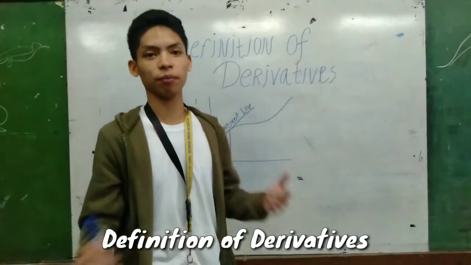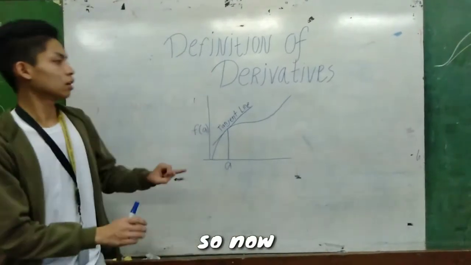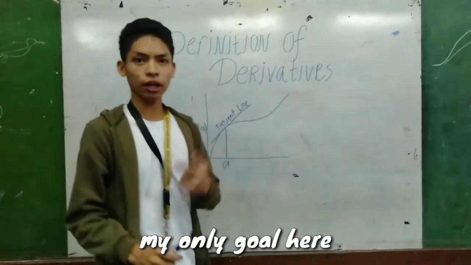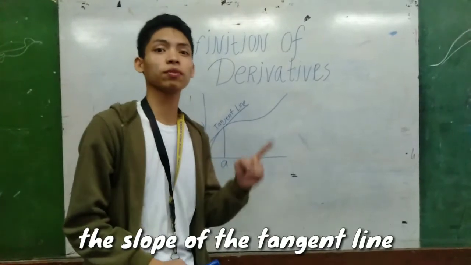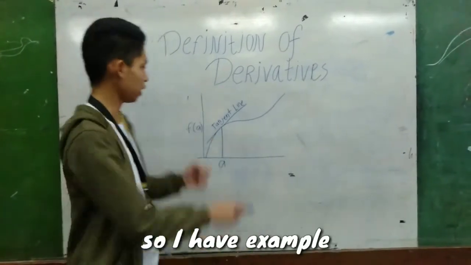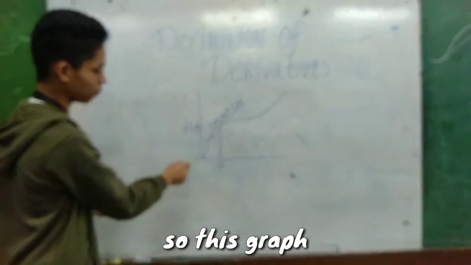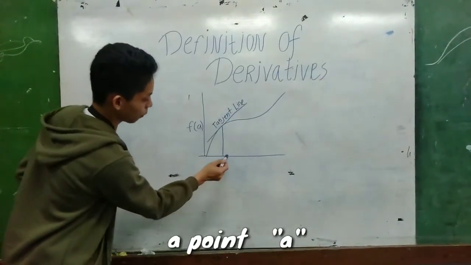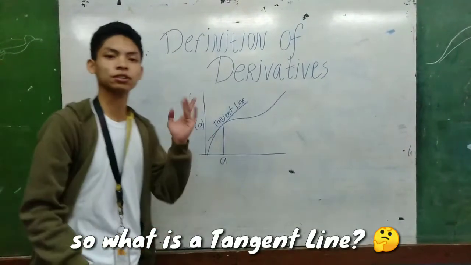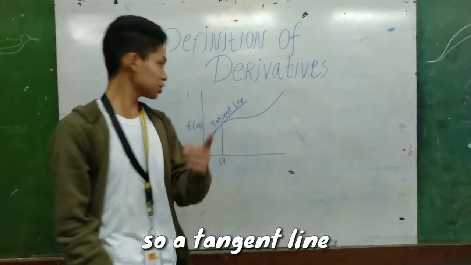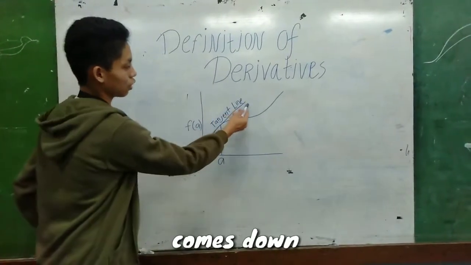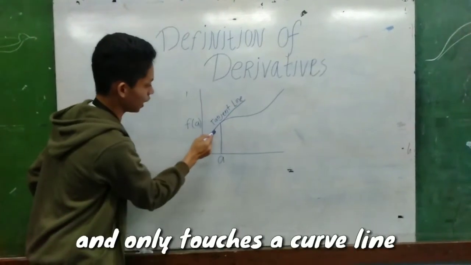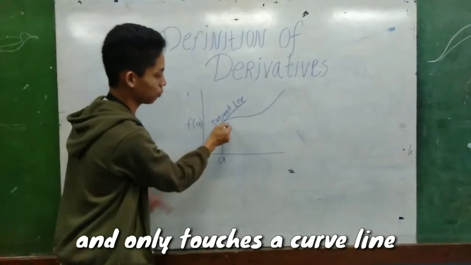Definition of derivatives. So now, my only goal here is to find the slope of the tangent line at A. So I have an example. On this graph, I have an example of a point A. So what is a tangent line? A tangent line is a line that comes down and only touches the curved line.